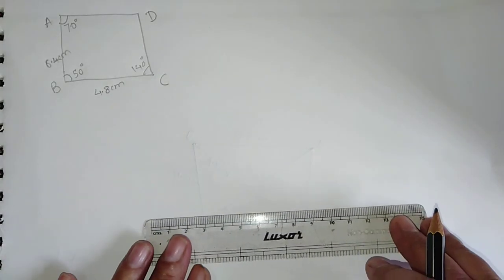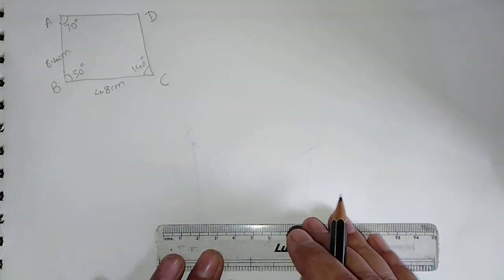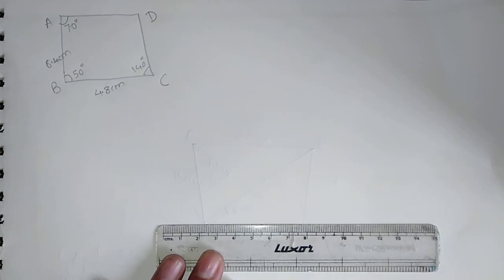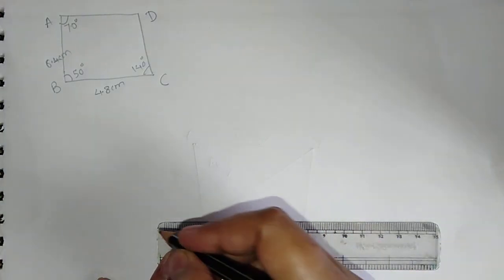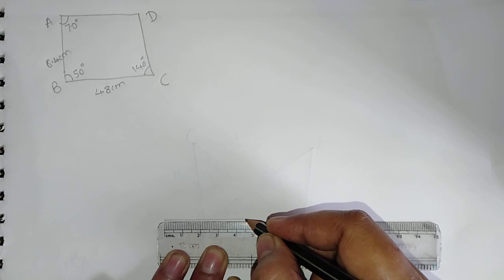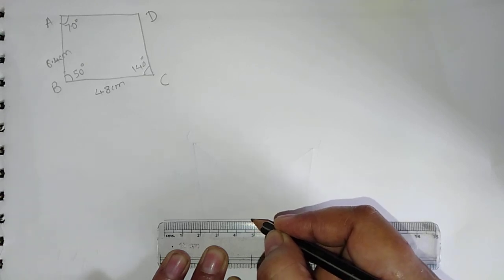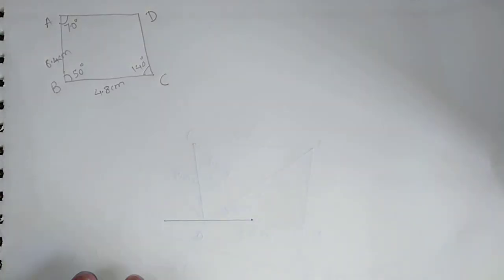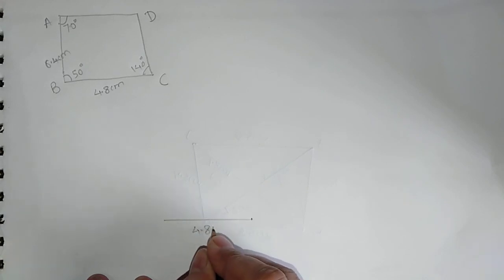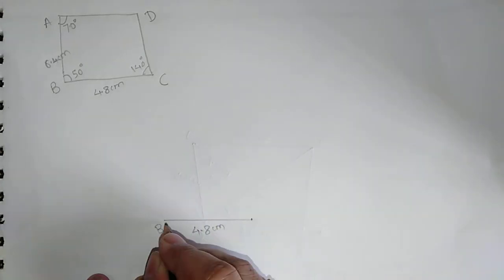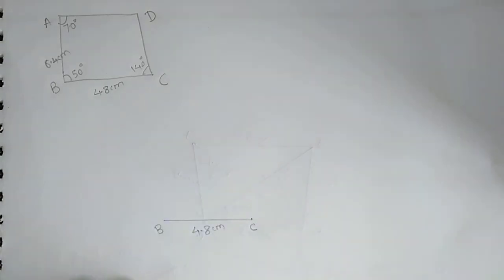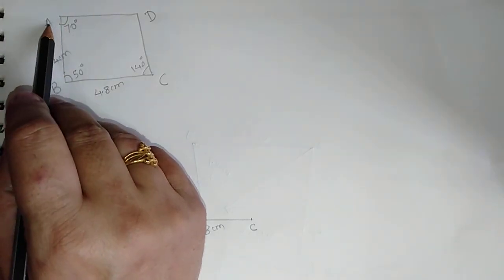So firstly draw the baseline of 4.8. Give the measurement and label 4.8 centimeter, and the labels are B, C. Now here firstly we draw the point A.